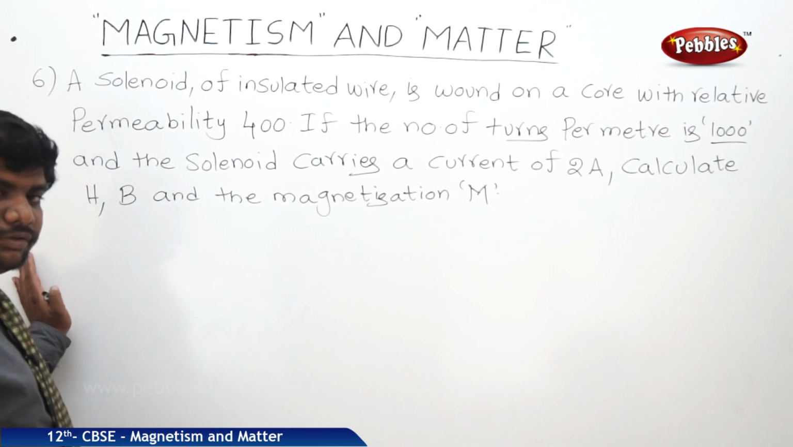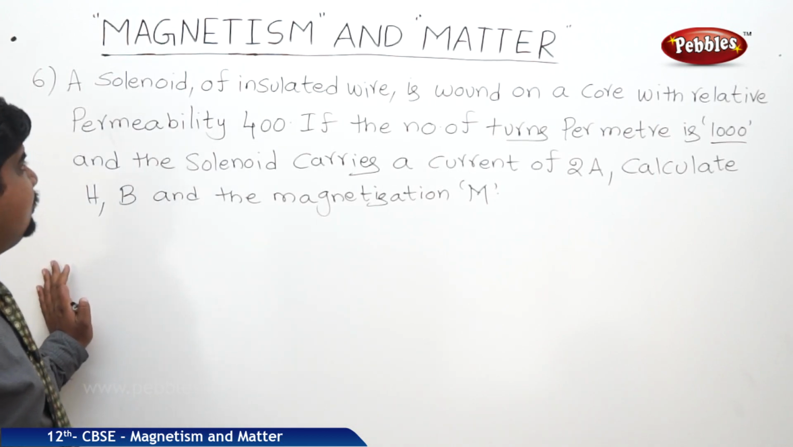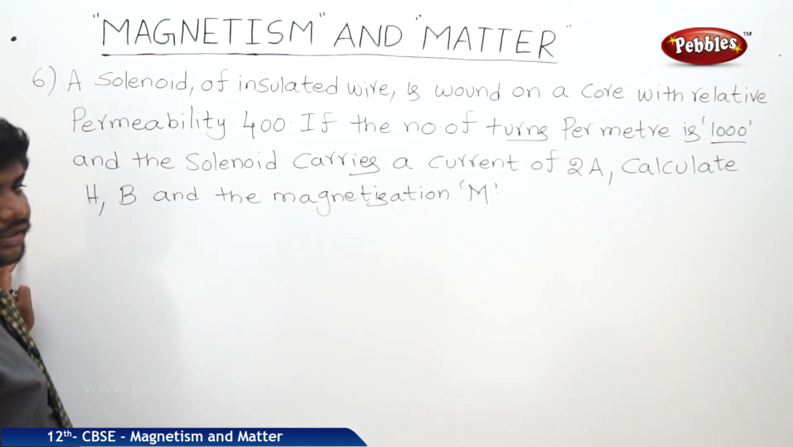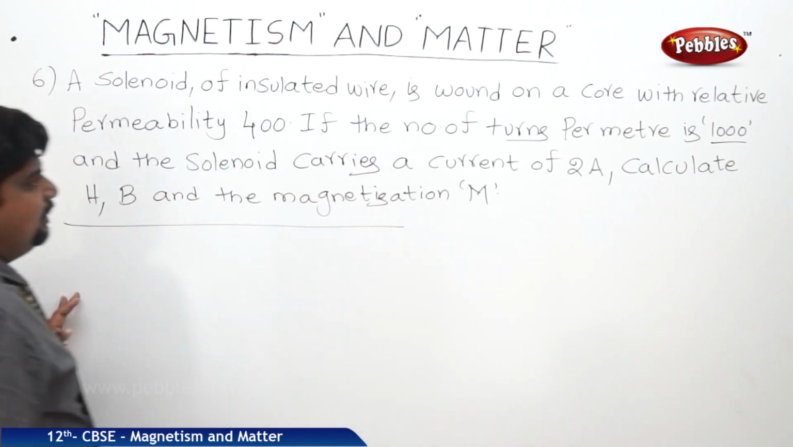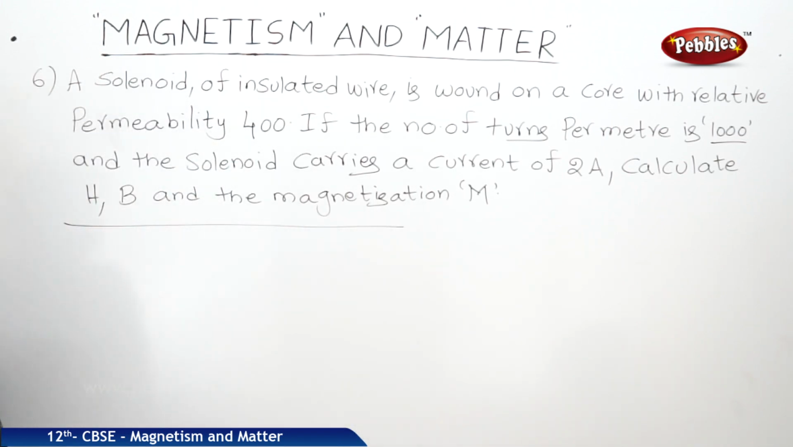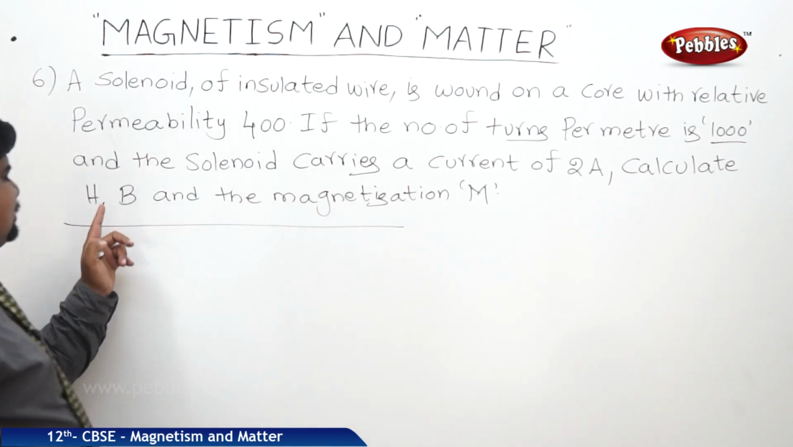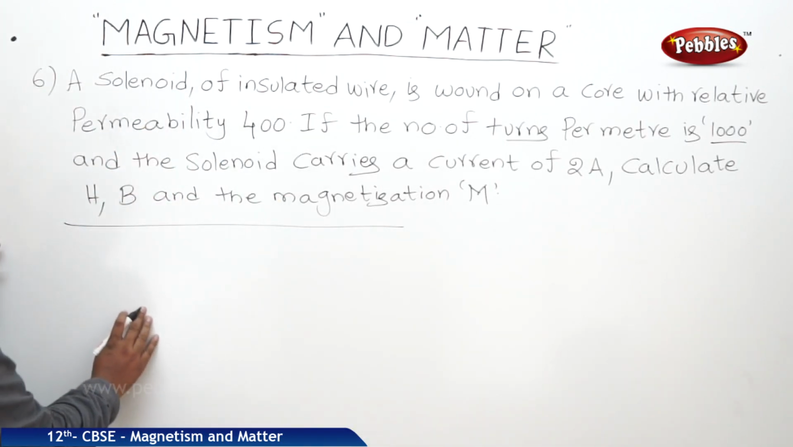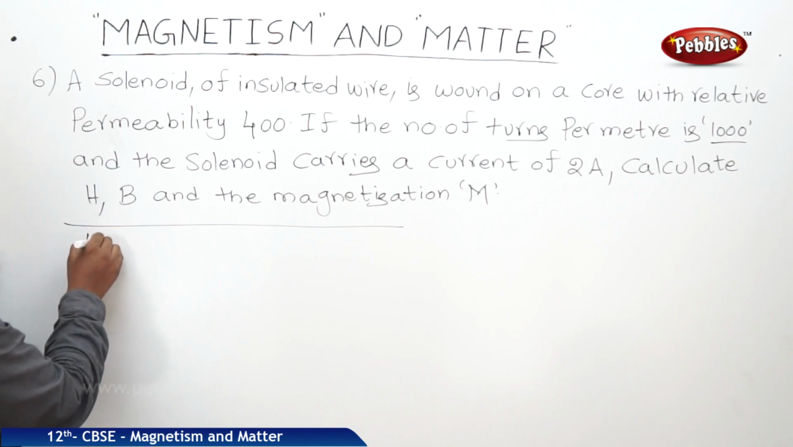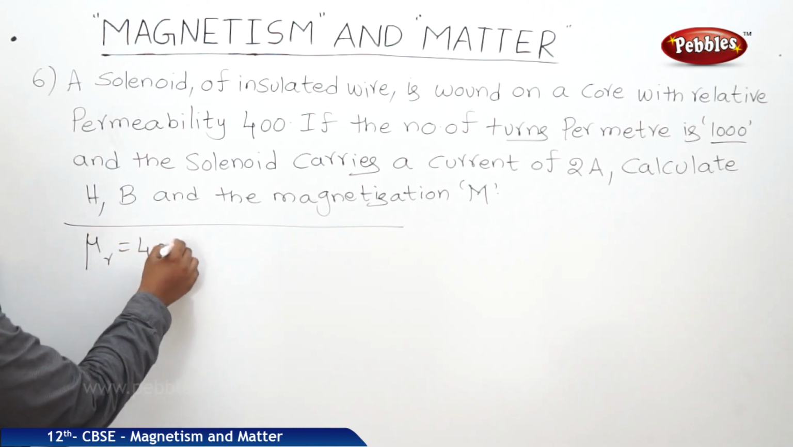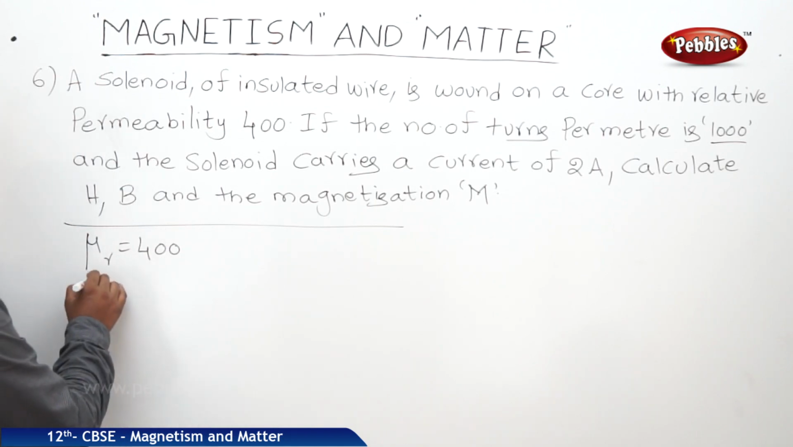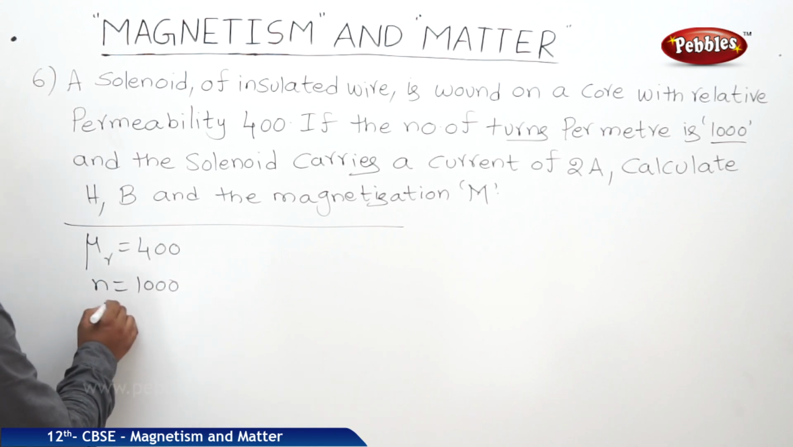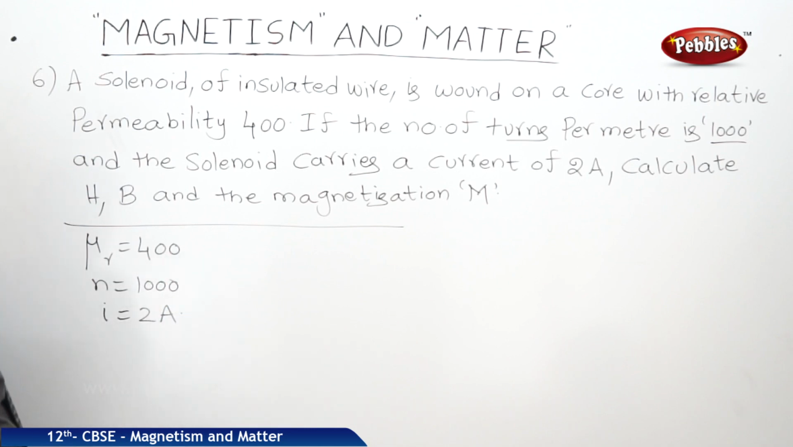This is the problem which is related to the relative permeabilities and MBH. A solenoid of insulated wire is wound on a core with relative permeability 400. If the number of turns per meter is 1000 and the solenoid carries a current of 2 amperes, calculate H, B and magnetization M. So for the solution, relative permeability mu R is equal to 400. Number of turns per meter, small n, is equal to 1000. Carries a current of 2 amperes. Calculate H.